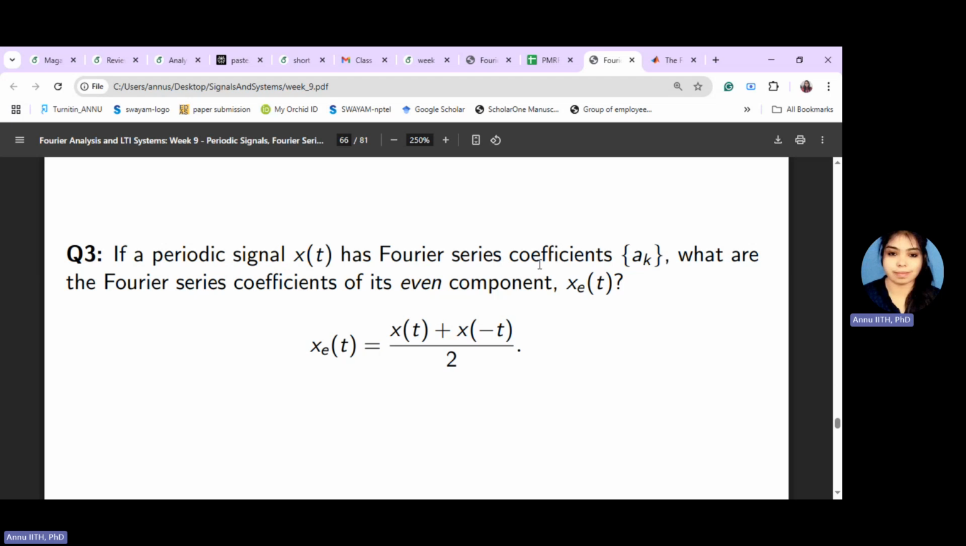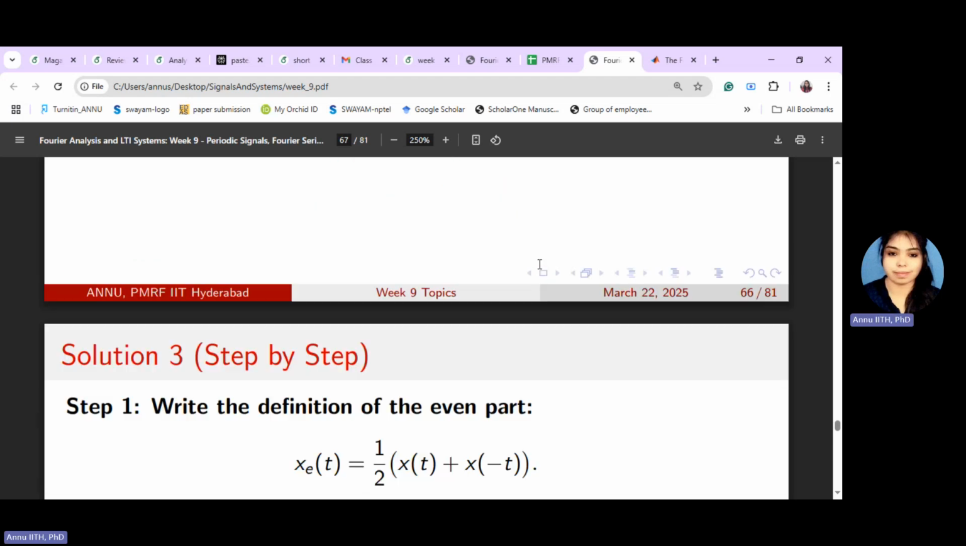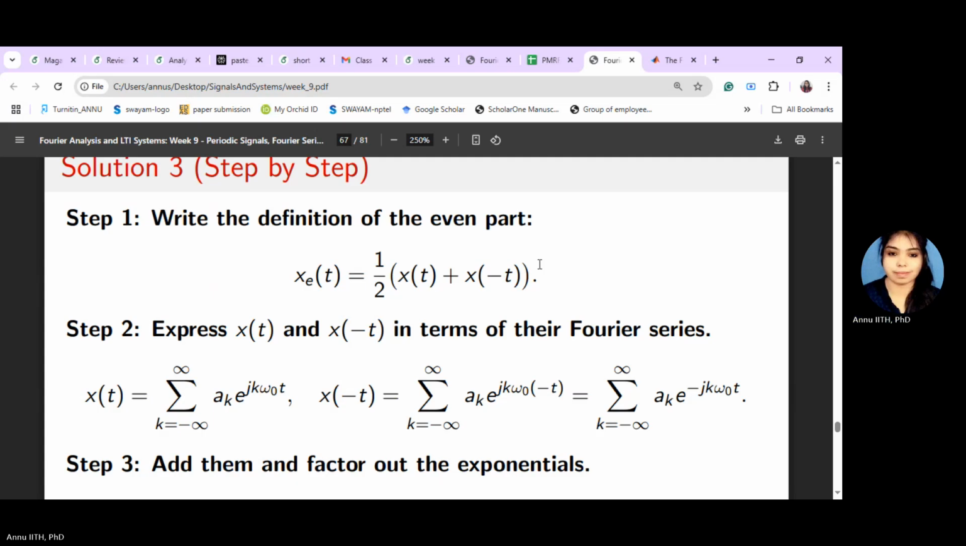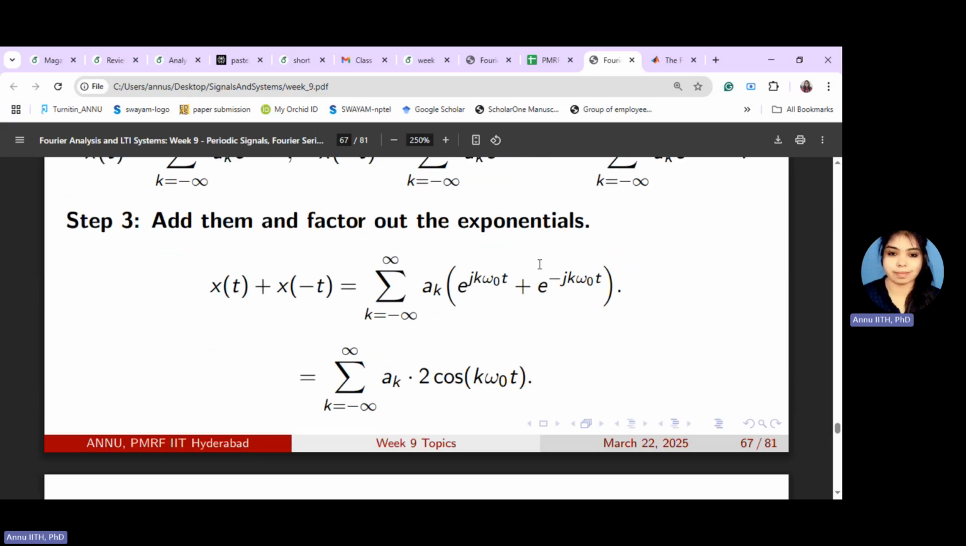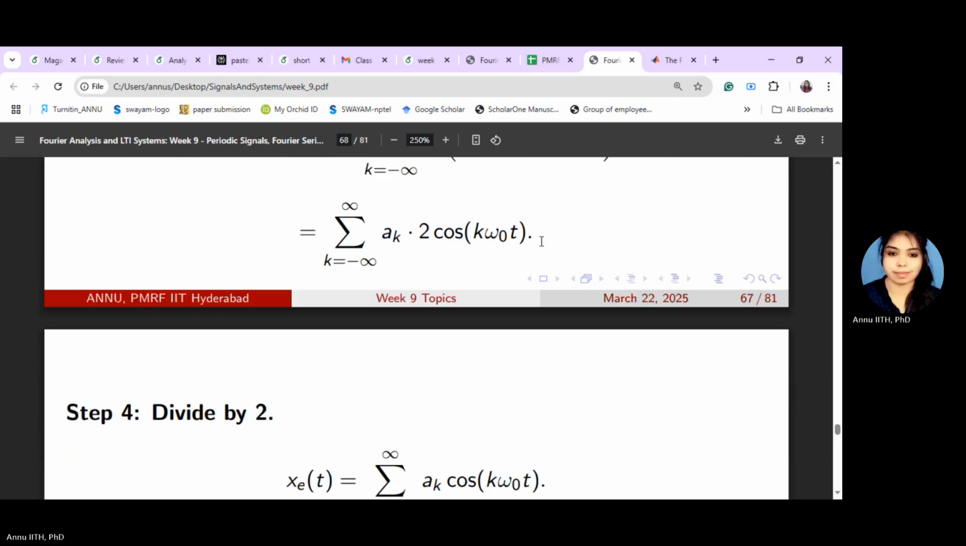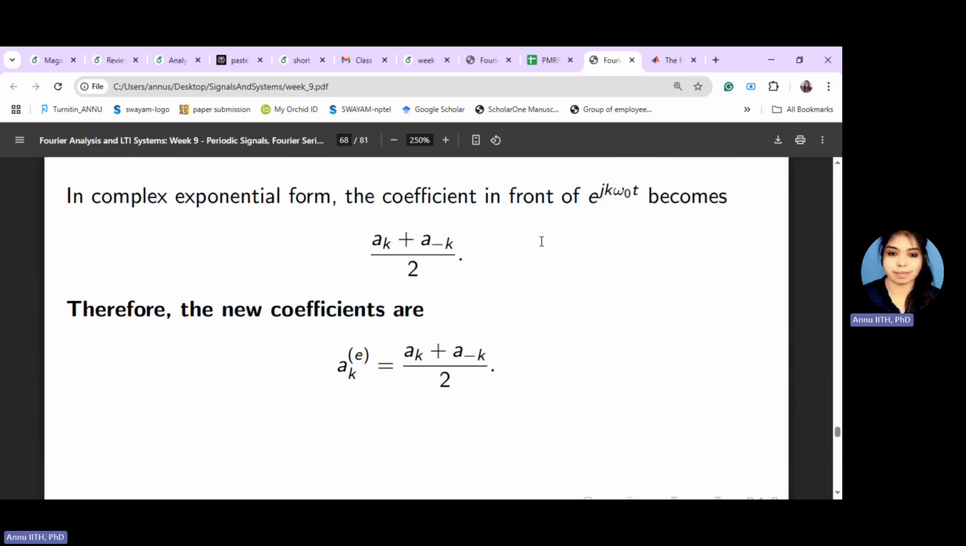So let me show you the solutions step by step. You have to write the definition of the even part, and express x(t) and x(-t) in terms of their Fourier series coefficients. Step 3 is to add them and factor out the exponential. When you factor out, you get 2 cos(k omega naught t).